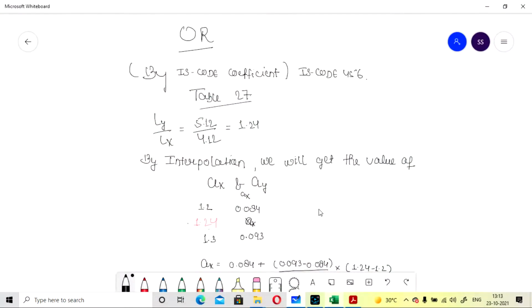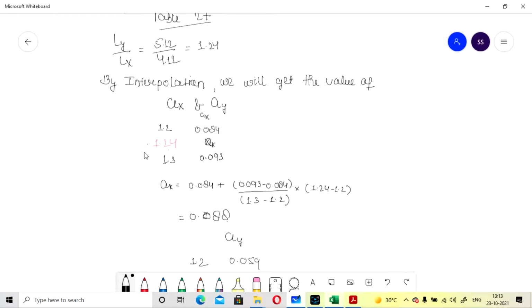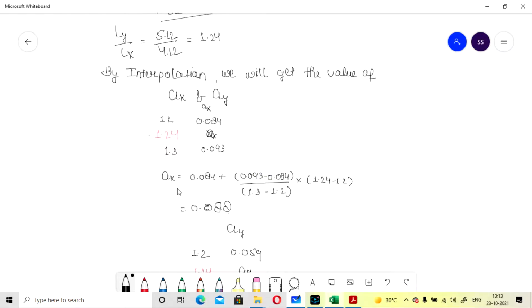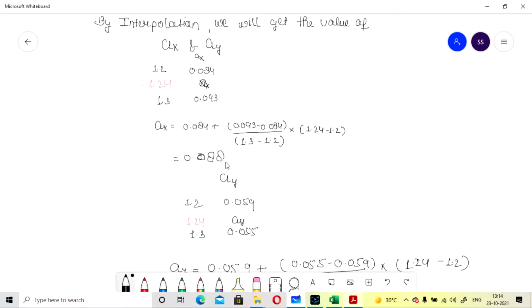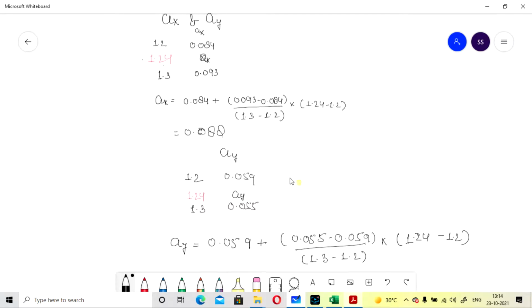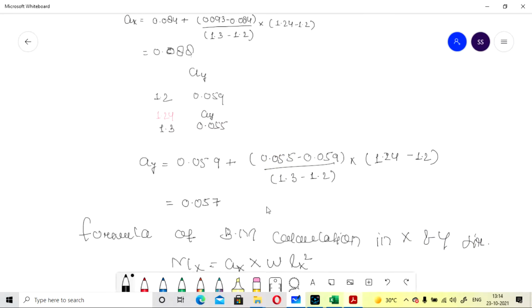Here we have done the interpolation. The value for 1.2 is 0.084 and for 1.3 it is 0.093. So our alpha x for 1.24 is 0.084 plus (0.093 minus 0.084) divided by (1.3 minus 1.2) multiplied by (1.24 minus 1.2). So you can get the result. Our alpha x is calculated at 0.088. Similarly for alpha y we insert the coefficients, and by interpolation we get the value as 0.057.